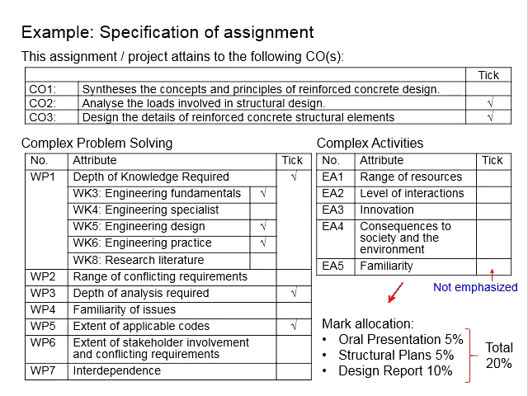In terms of the mark allocations, it is stated that 5% is for the presentations, 5% for the structural plan, and 10% for the design report. A total of 20% will be carried by the assignment. In a typical reinforced concrete design course, there will be 20% for the progress test, 20% for the assignment, and 60% for the final exam. This will be the 20% for the assignment.